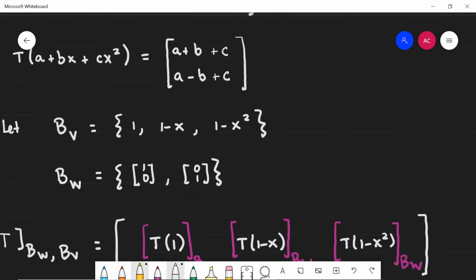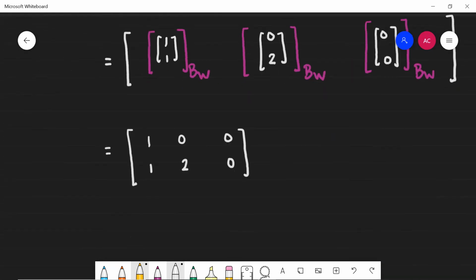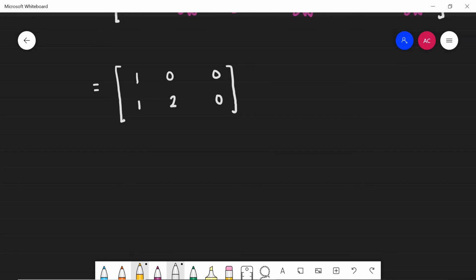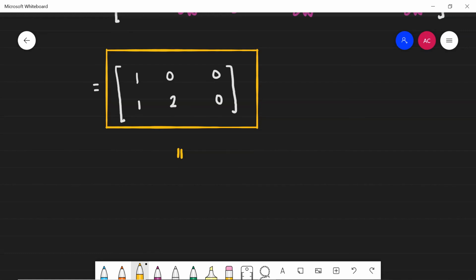Okay, let's see here. Yep, that looks good. So that's the matrix representation of my map. We'll put a nice little box around this. This is what we denote the matrix representation of T with respect to the fixed bases that I chose.